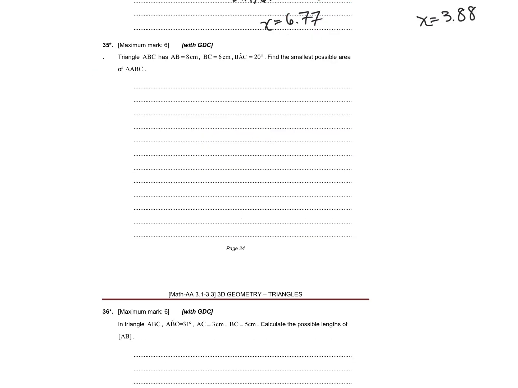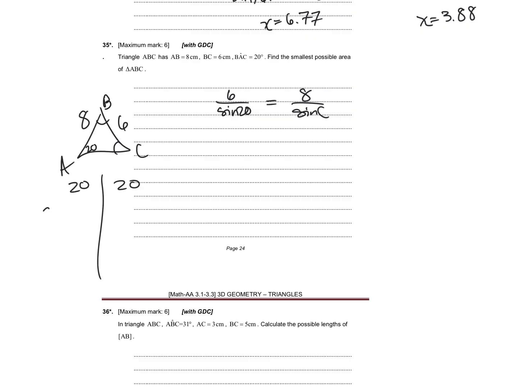All right, for 35 we've got ABC, and we've got AB is 8, BC is 6, BAC is 20. Find the smallest possible area of ABC. So we have to find this one out in order to find that one out. So we've got 6 over sine 20 equals 8 over sine C. So we have 20 and 20 for sure. And then this is going to be angle C, and this is angle B.